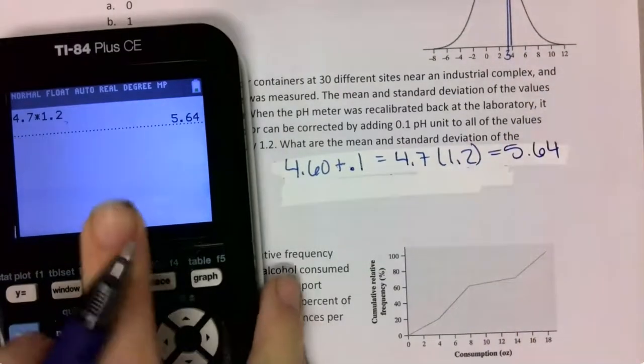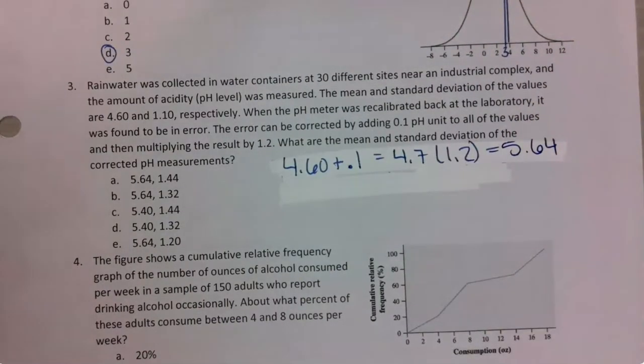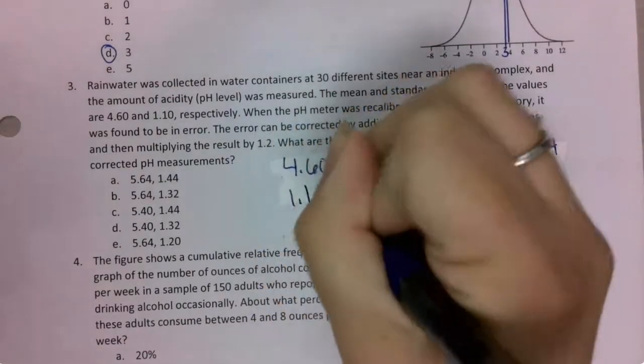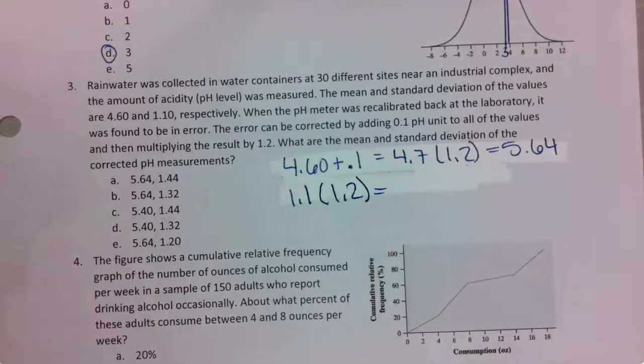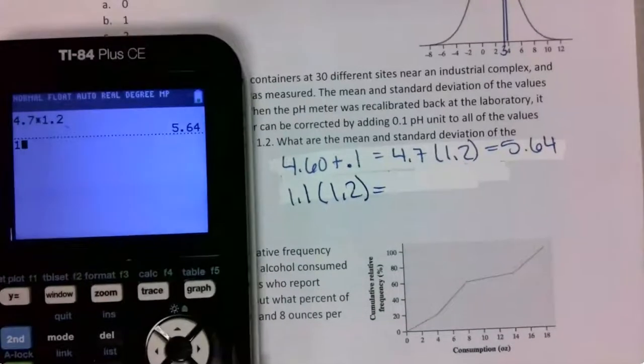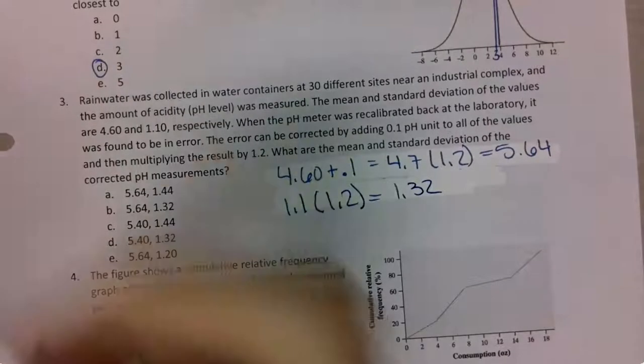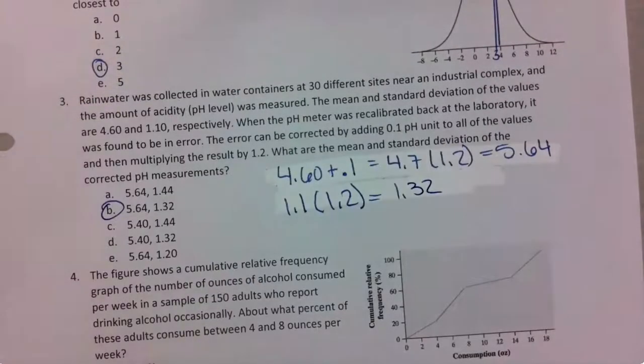For standard deviation, this only changes when you multiply or divide. So adding 0.1 to all of my values is not going to affect my standard deviation, but the multiplying will. So I want to do the 1.1 times the 1.2, which gets me 1.32. So the correct answer is B.